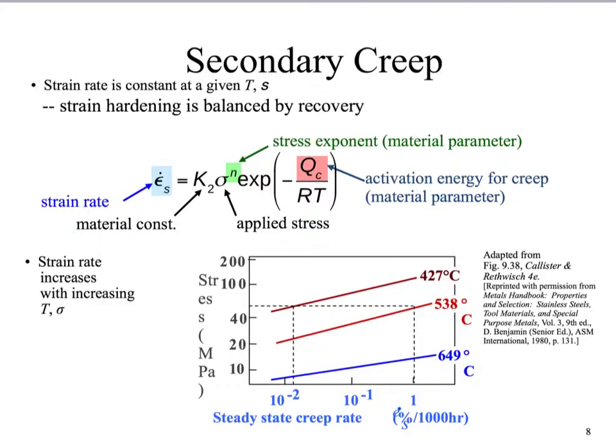Q sub C is another material parameter. It's the activation energy for creep. R is the gas constant, 8.314 joules per mole kelvin. And T is the absolute temperature in Kelvin of the material. We can see from the graph below the equation that strain rate increases with increasing temperature or increasing stress, which makes sense because those are the two parameters of loading and atmosphere that we're looking at for these materials.